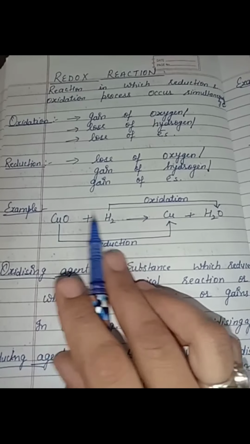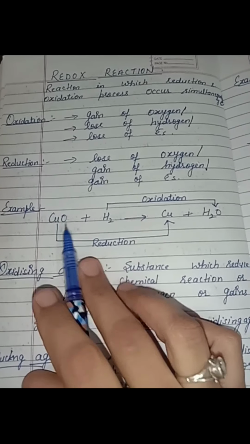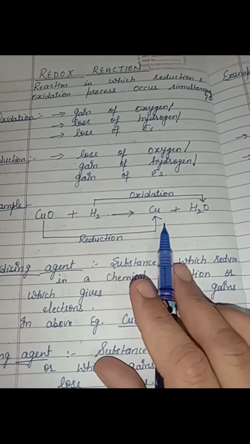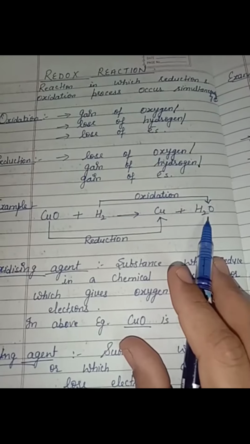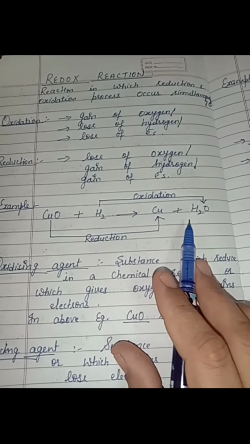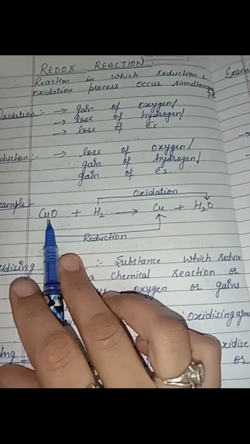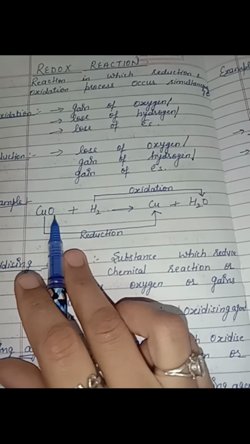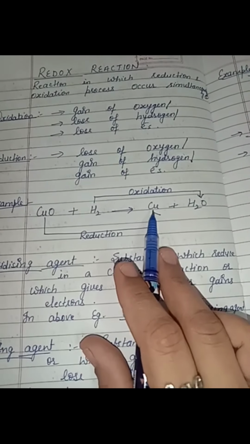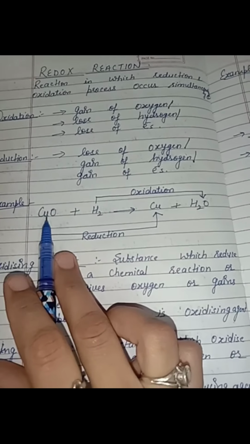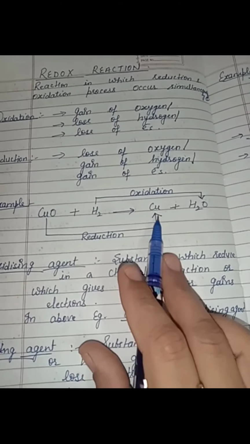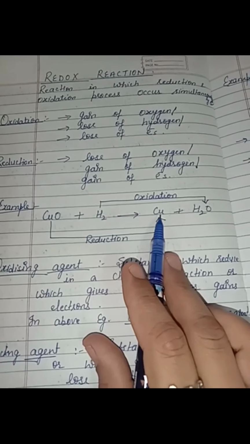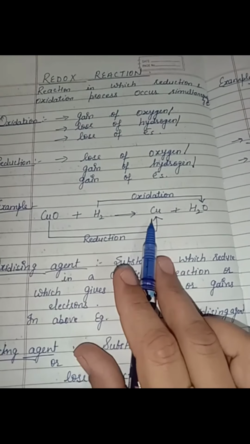Here in the reactants we have two substances, copper oxide and hydrogen. These two combine and form the products copper and water. So in this reaction, when we go from reactants to products, see this, copper oxide is changing into copper. Here it is losing oxygen to form copper. So the process will be reduction.